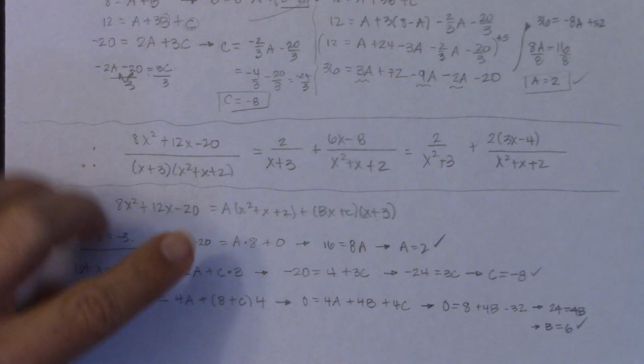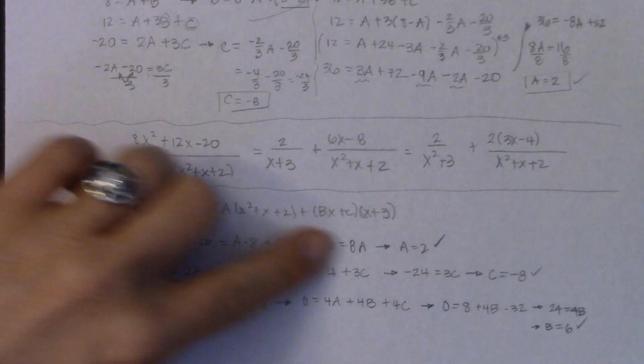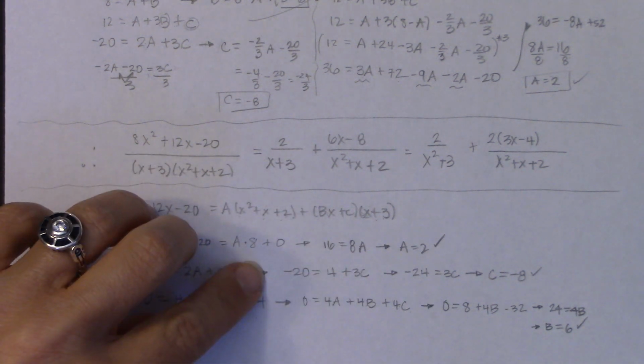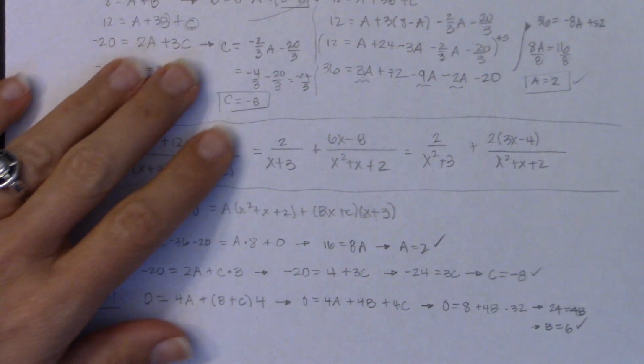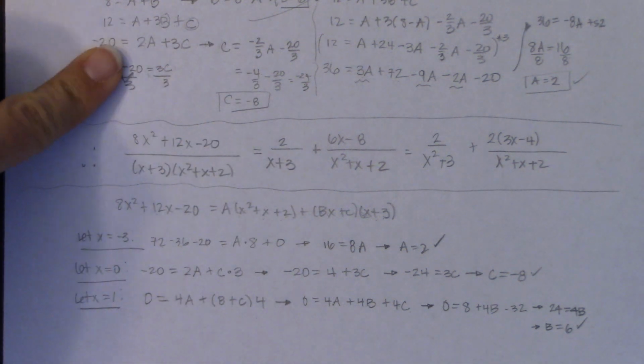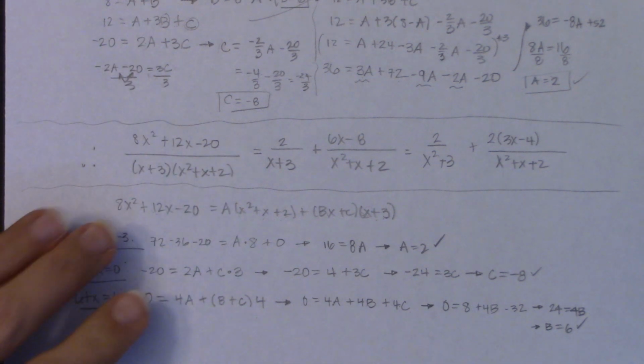And I tend to think this is a faster method, the plug-in numbers versus the system of equations. But again, find the one that works best for you. Because there are some times when it might be faster to use systems of equations than plug-ins, but it's totally your choice.